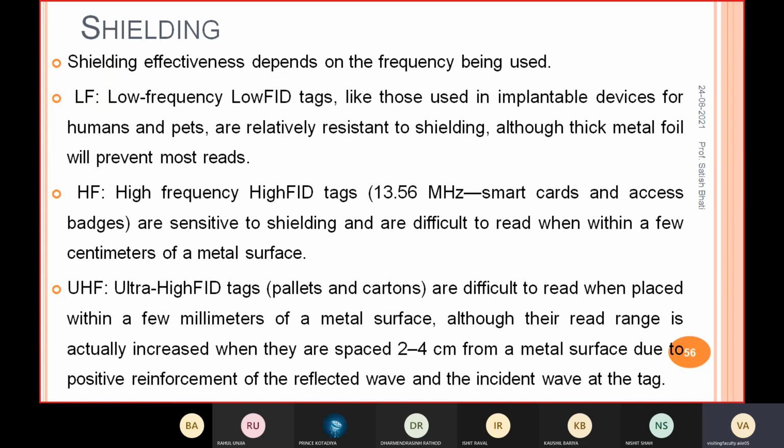Then UHF, ultra high frequency ID tags, which we use commercially in cargo and cartons, are difficult to read when placed within a few millimeters of a metal surface, right? Although the read range is actually increased when they are spaced 2-4 centimeters from a metal surface, due to the positive reinforcement of the reflected wave and the incident wave. It depends on the frequency, and the thickness of the metal matters, right?